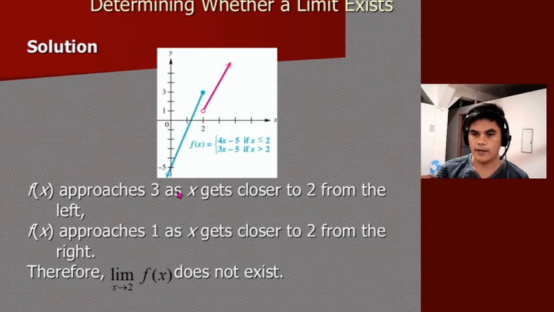So by looking at the graph itself, we can determine if the limit exists or not. In this example, from the left we reach 3, and from the right we reach 1. They do not meet at the same point. That is why the limit does not exist.